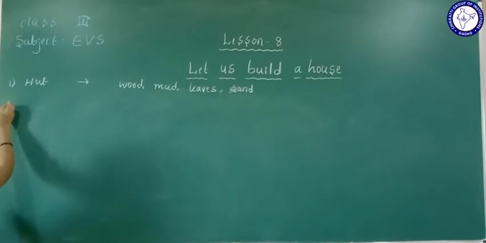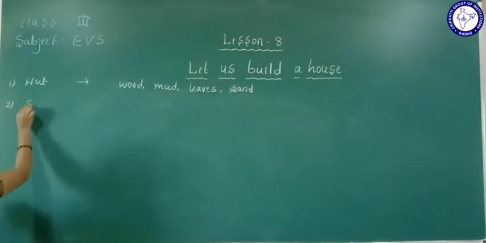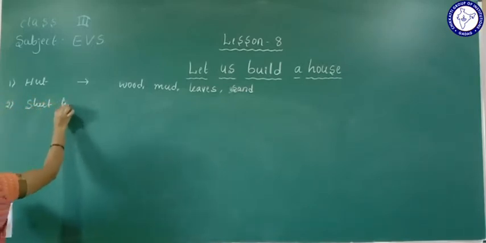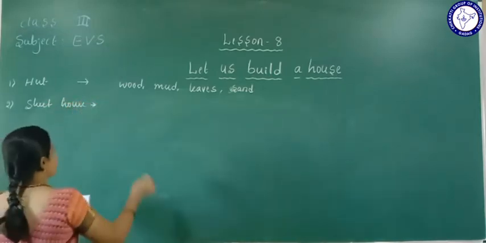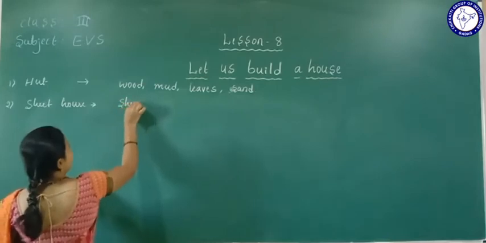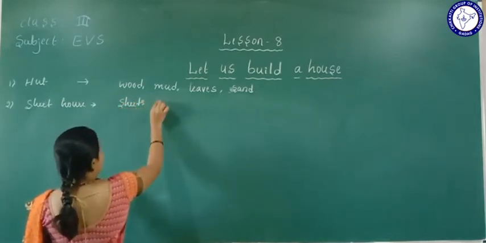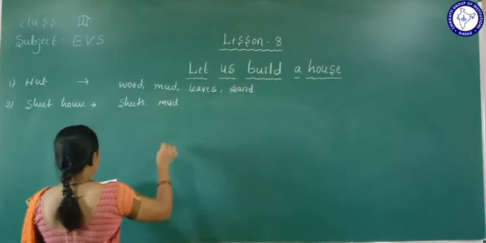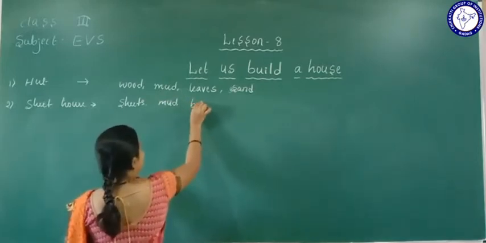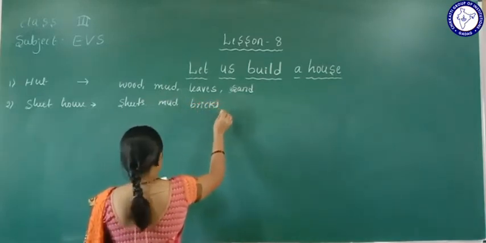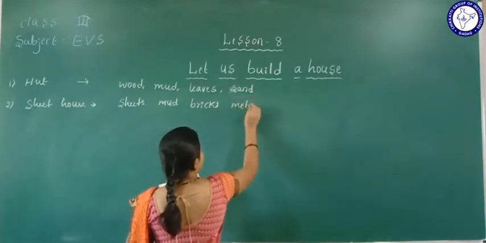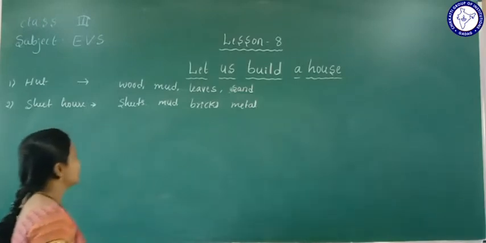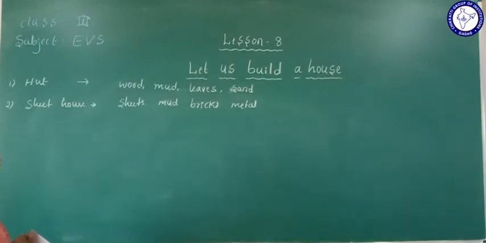Second one is the sheet house. Which materials are used to build this sheet house? Sheets, mud, bricks and metals. So these things, sheets, mud, bricks and metal, we use to build the sheet house.